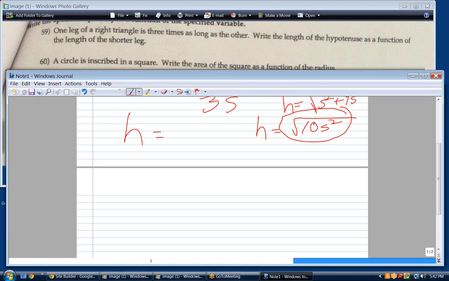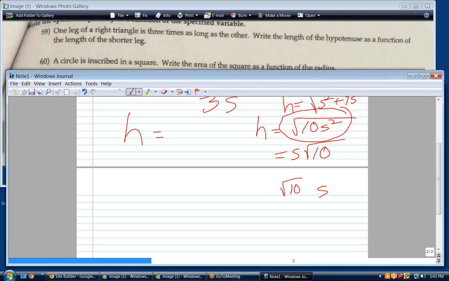What's the square root of s squared? S. Okay, so this is equal to s on the outside, leaves on the inside square root of 10, and that's as good as I can simplify. I cannot reduce square root of 10 any. So my answer is square root of 10s. And that is writing the hypotenuse as a function of the shorter side.